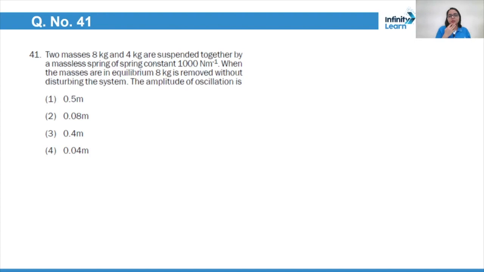So initially, let's say the extension is x1. So kx1 is balanced by mg. So it is 1000 into x1, which is balanced by mass of this plus mass of this into g. So this is 12 into g. You can take g as 10. So x1 is 0.12 meter.